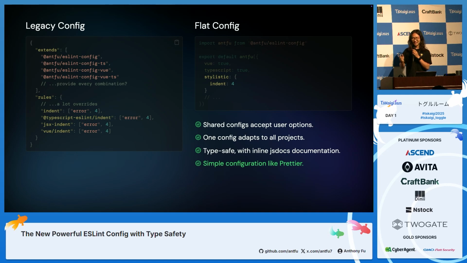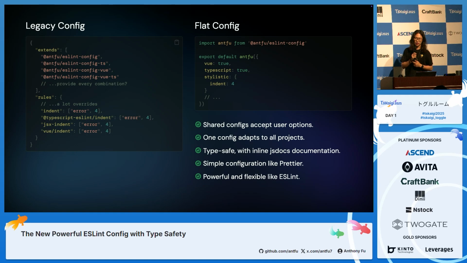If you have ever made a legacy ESLint config yourself, you probably feel that it's so complex, with so many rules and things like that. But as a user, we don't want the user to worry about those things. So with the new possibilities, we can have a minimal configuration interface like Prettier, where the end users don't need to worry about underlying details, but still have full control when they really want it. Basically, I would say it's a simple configuration like Prettier, but powerful and flexible like ESLint.